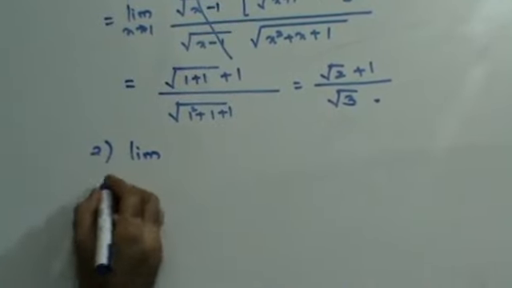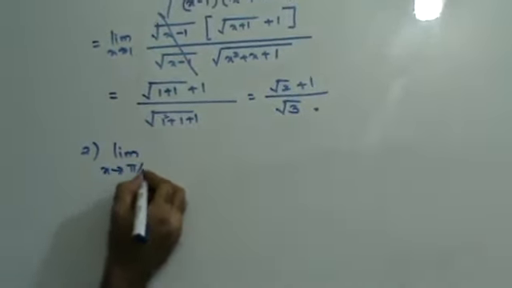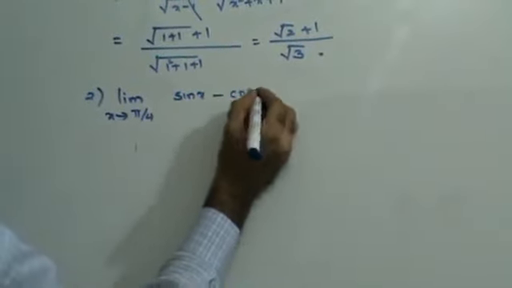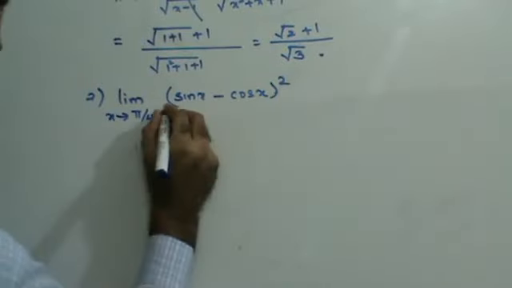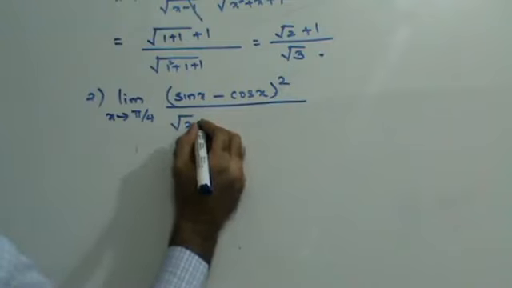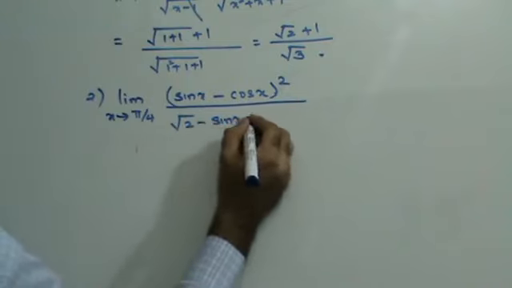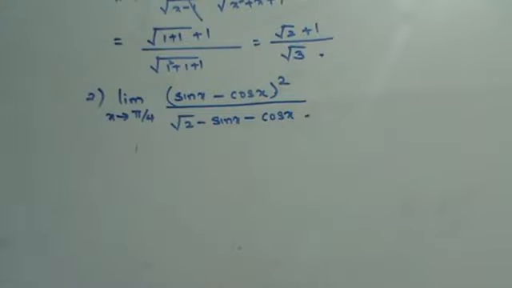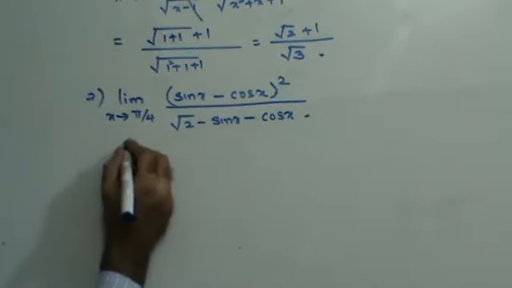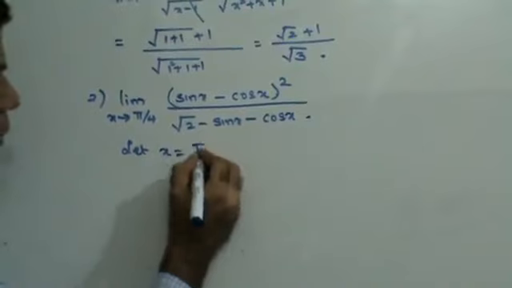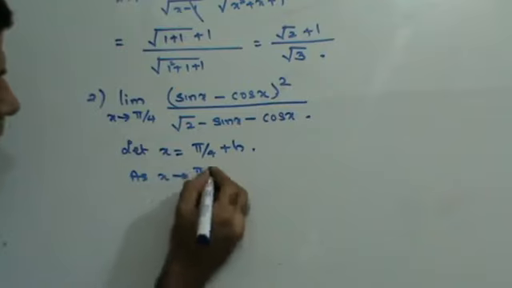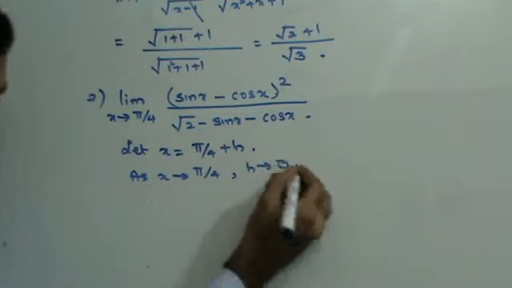Limit of x tends to pi by 4, sin x minus cos x the whole square upon root 2 minus sin x minus cos x. Now since x does not tend to 0, you have to make it 0. How do I make it 0? You will say let x be equal to pi by 4 plus h, as x tends to pi by 4, h tends to 0. Right?